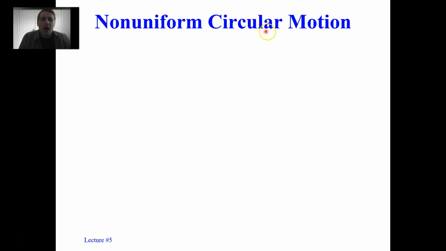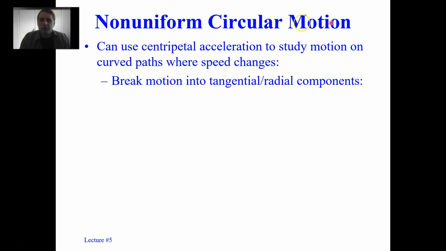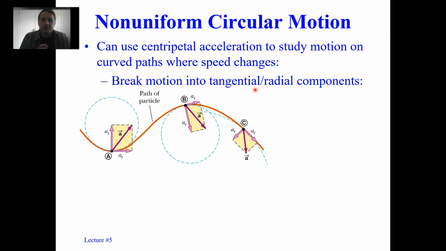What if we're in non-uniform circular motion? In other words, what if we're not moving around at a nice constant speed? What if, in fact, our rate of rotation is growing? Okay, well, that's a good question. So let's see what results. We can use centripetal acceleration to study the motion on curved paths where the speed changes. We should break the motion into the tangential and radial components.